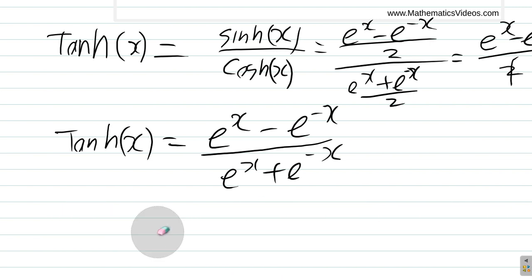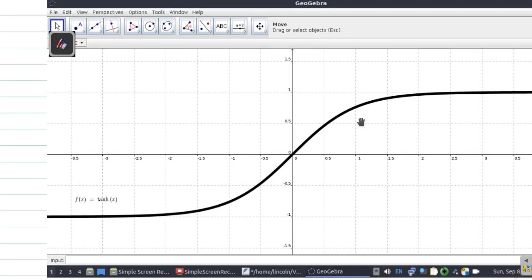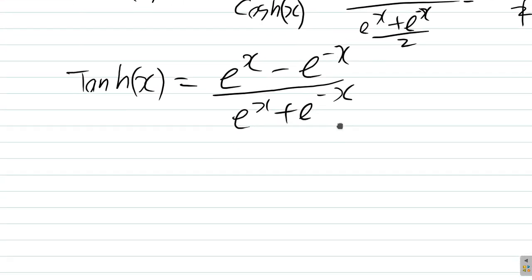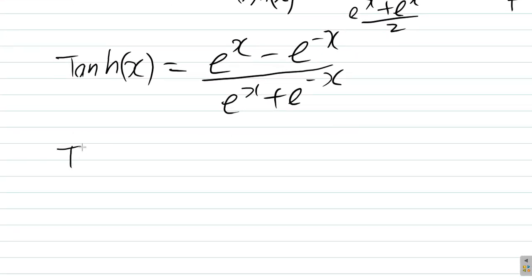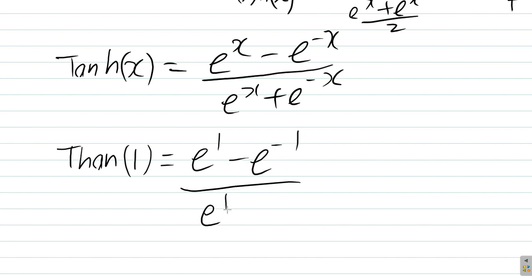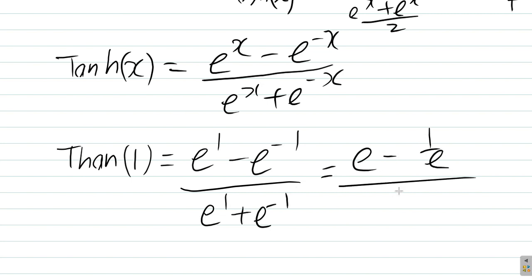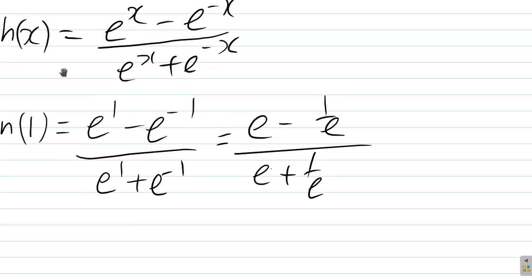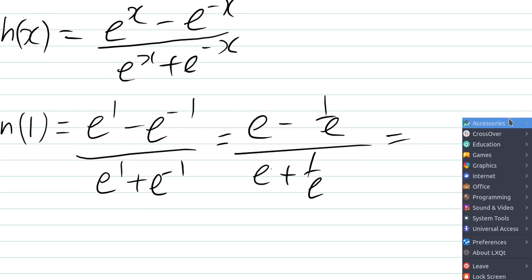Let's say we have another value, 1. What would it be? Tan of 1 is equal to e to the 1 minus e to the negative 1 over e to the 1 plus e to the negative 1, which is e minus 1 over e divided by e plus 1 over e. Let's use our calculator and see what would happen in that case.